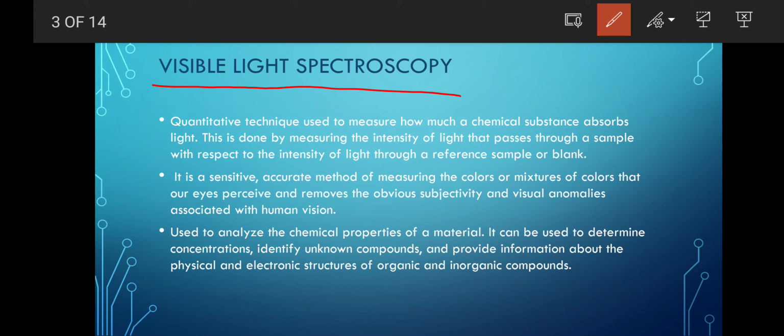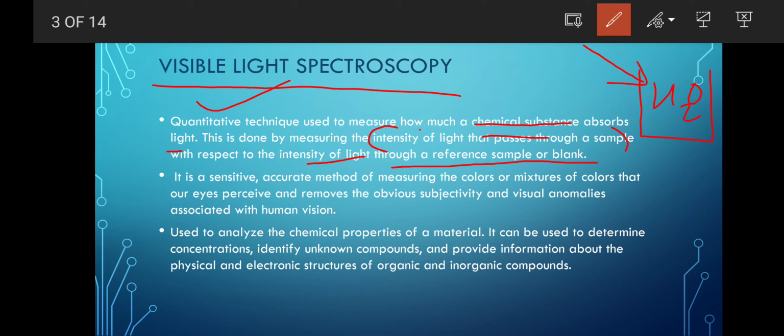It is nothing but a quantitative technique, or a quantitative analysis. It is used to measure how much of a chemical substance absorbs light. This is done by measuring the intensity of the light that is passed through a sample with respect to the intensity of light through a reference sample or a blank. If we take the example of a sample like H2O, we pass a light, and how much light is absorbed and how much is given out is measured here.